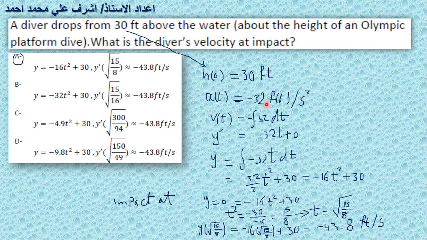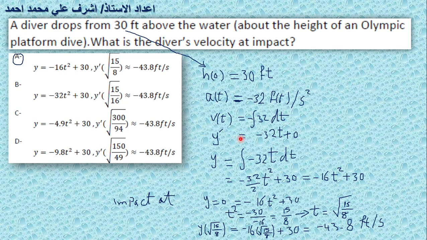So this is important: if our unit is feet, our acceleration is negative 32 feet per second squared. If our unit is meters, we will use negative 9.8 meters per second squared. You have to pay attention to this point. To get velocity, we have to integrate with respect to t. So, the integral of negative 32 dt.